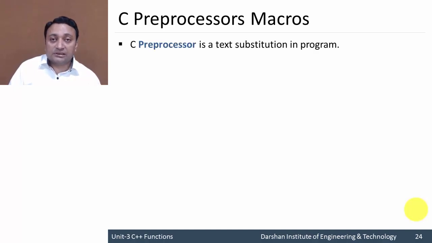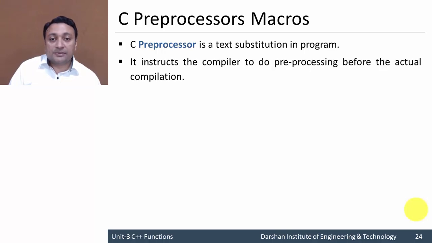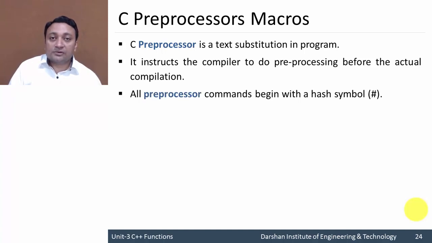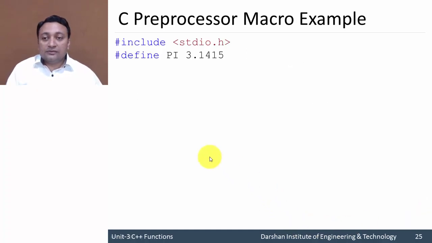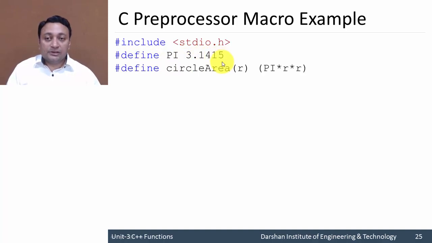A C preprocessor is a text substitution in a program. It instructs the compiler to do pre-processing before the actual compilation or before the execution. All preprocessor commands begin with a hash symbol. Let us take an example. Here we have started preprocessor with symbol hash, define is keyword, pi is user defined identifier for 3.1415.